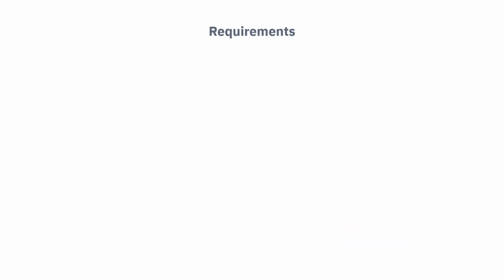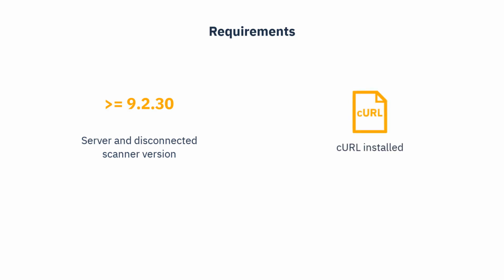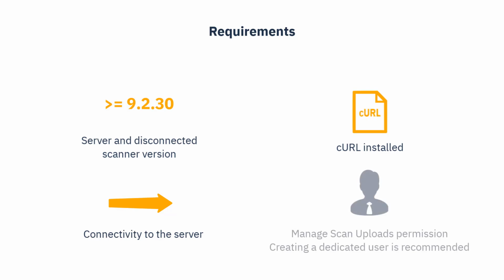To use this method, the following requirements must be met. Both the License Metric Tool server and the disconnected scanner must be in version 9.2.30 or higher. The computer from which you want to upload disconnected scan results must have curl installed, and it must have connectivity to the License Metric Tool server, direct or through a proxy, through the port that is used for REST API data traffic, 9081 by default. You must have the Manage Scan Uploads permission to perform this task.